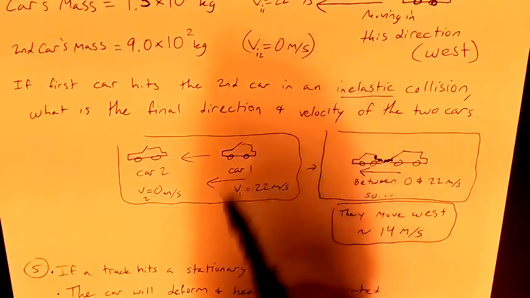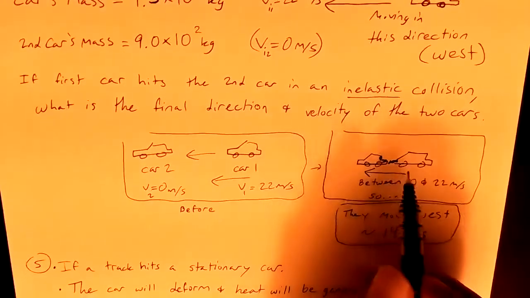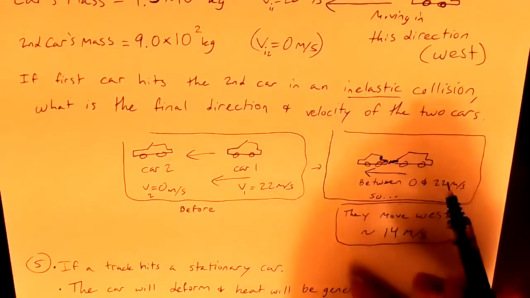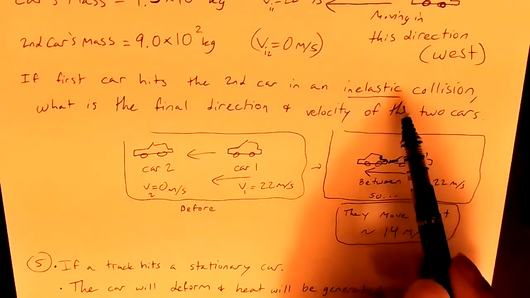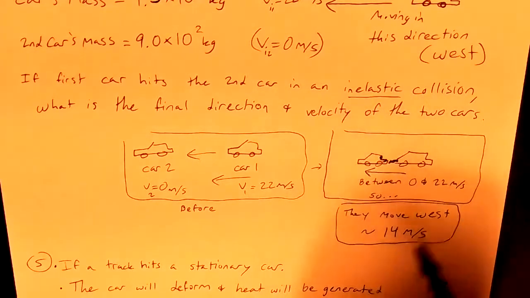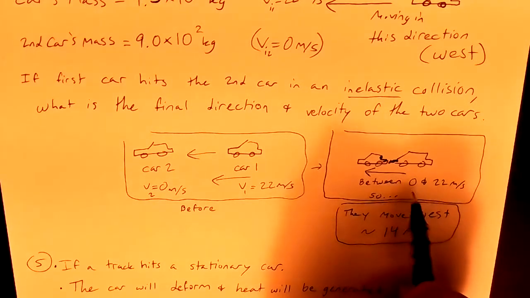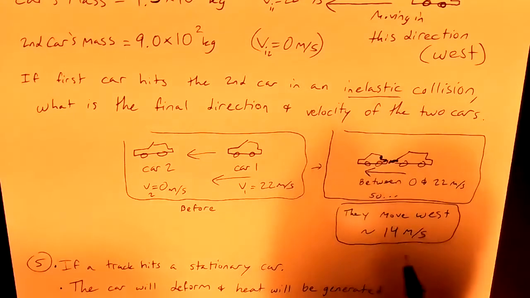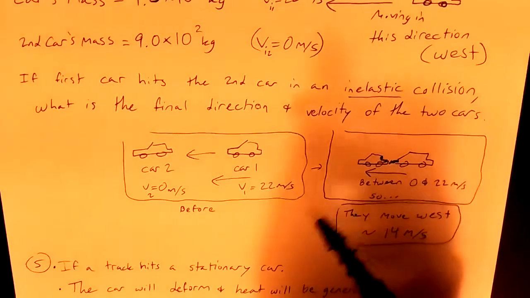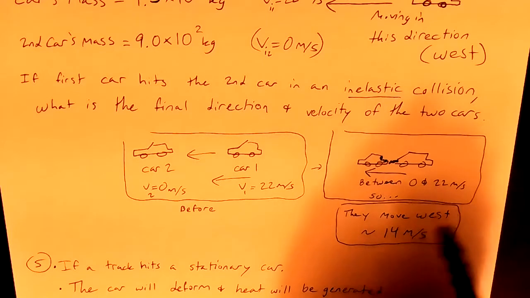So here's before, and here's after. So they've collided. They're both going to move in the westward direction. And since it's inelastic, they're not going to be moving with the same velocity as before. So it's going to be between 0 and 22 because some of that is lost. So the answer is they're going to move west at about 14 meters per second. And that's between 0 and 22. So that checks out.